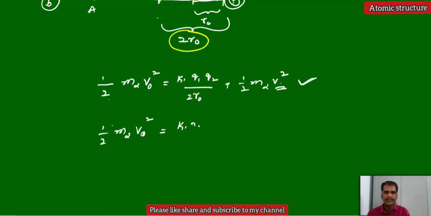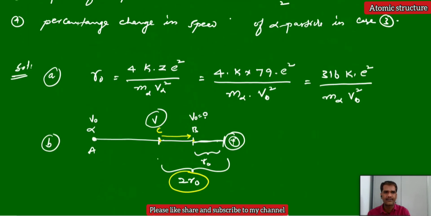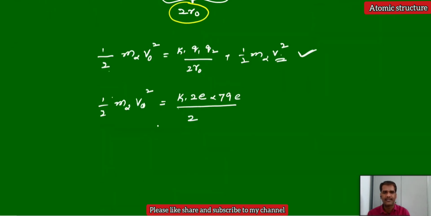Q1 is the alpha particle, so 2e, and Q2 is 79e. What is R naught? In the first question we calculated R naught equal to 316 K e square by M alpha V naught square. You can substitute that here. This is the value.